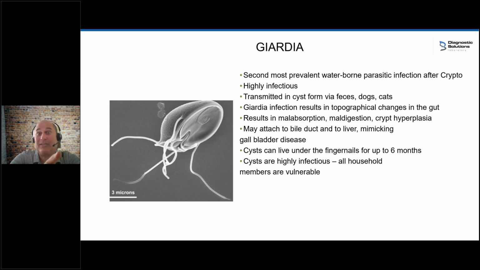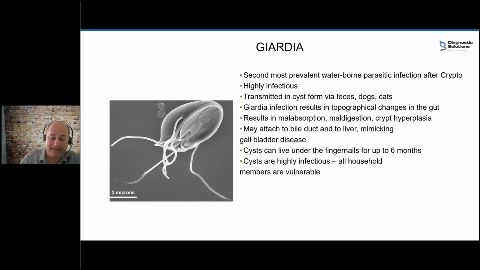But anyways, you can get this from animals. That's the point. You can get this from humans. I guess humans are animals too. You can get this from pets, or you can get it from human beings. Most of the time, I think it's human to human contact that's doing this. And it's a doozy. This one just rips the small intestine apart so badly, and it attaches to the bile duct and to the liver. It can mimic gallbladder disease, meaning you're not absorbing fats very well.